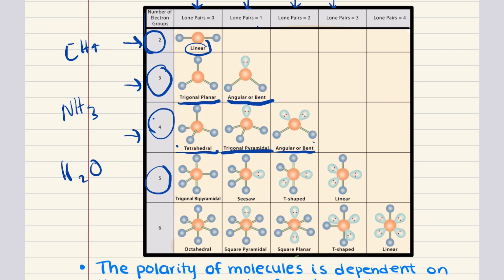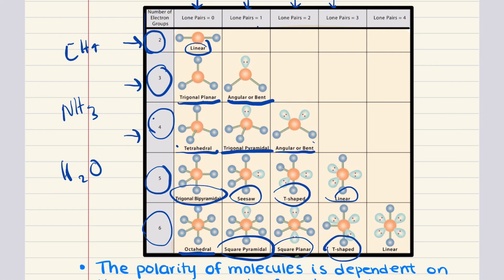Here for 5 regions of electron density, 0 lone pairs, we have trigonal bipyramidal. 1 lone pair, we have seesaw. 2 lone pairs, we have a T-shaped molecular geometry. And for 3 lone pairs, we have linear. For 6 regions of electron density, 0 lone pairs, we have the molecular geometry octahedral. But with 1 lone pair, our molecular geometry is now square pyramidal. 2 lone pairs, it's square planar. 3 lone pairs, it's T-shaped. And 4 lone pairs, it is linear.